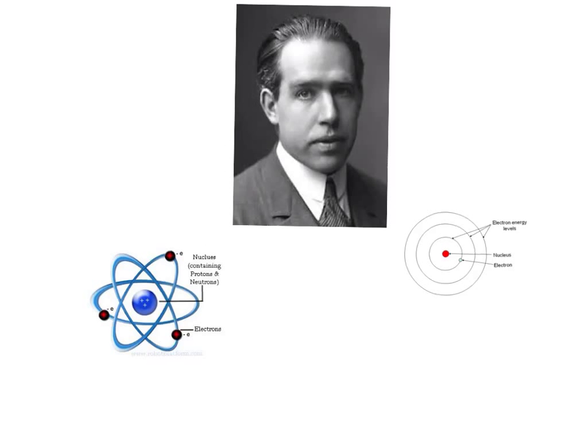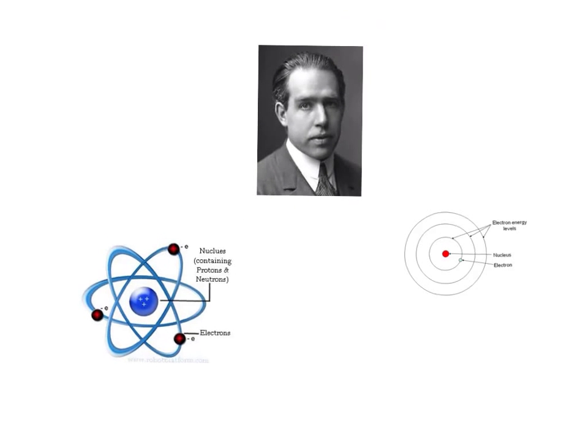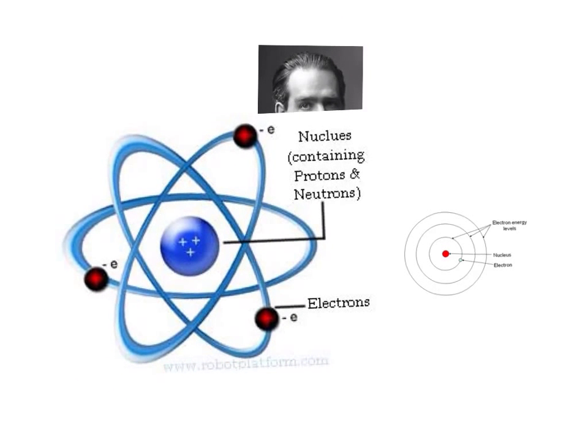Here's a lovely picture of him. And he built upon Rutherford's model of the atom. So here is Rutherford's model of the atom. Recall that Rutherford said that there is a dense center of an atom called a nucleus that has protons and neutrons, and that electrons fly around the nucleus in random paths in empty space.